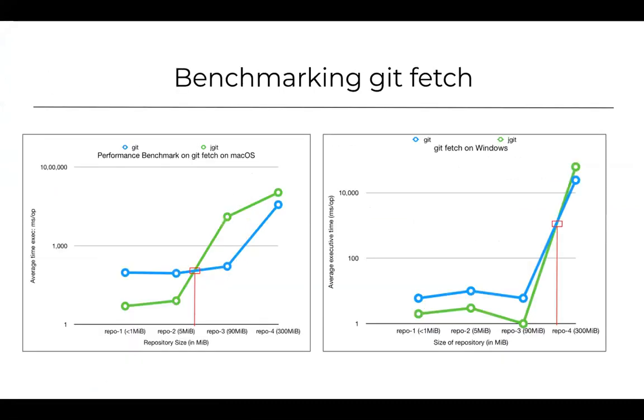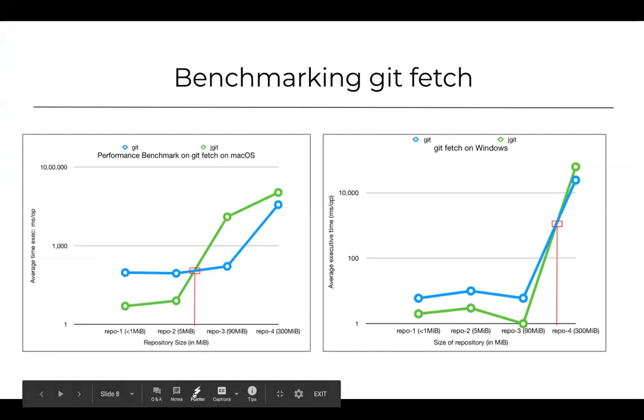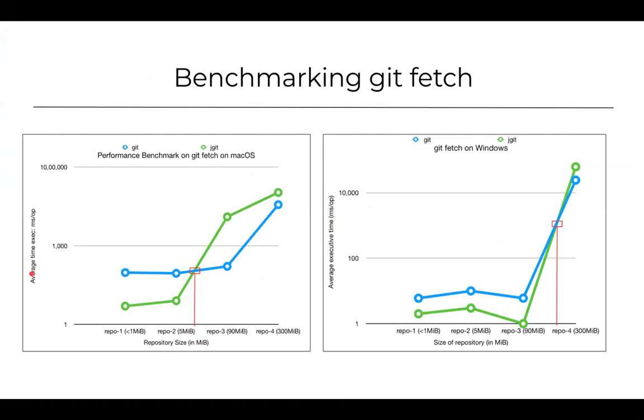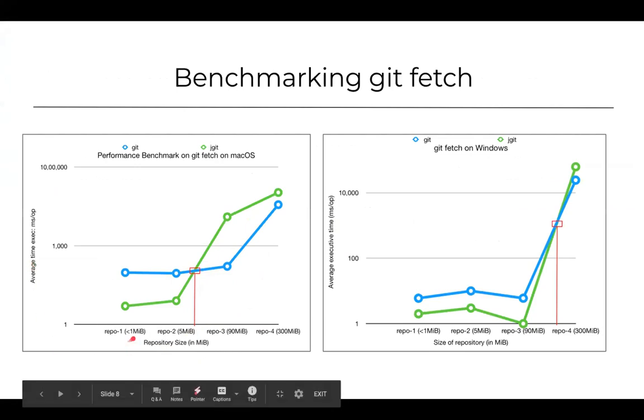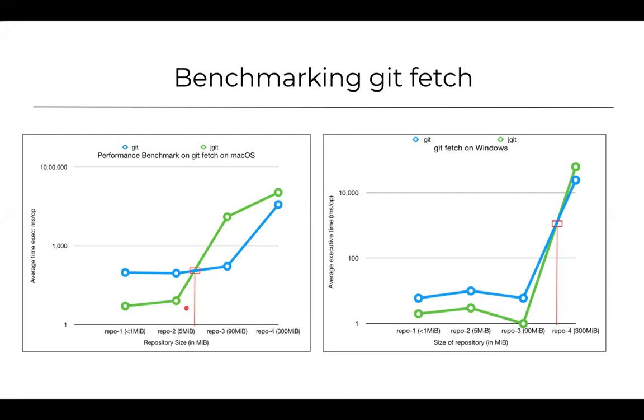So with Git fetch, let's just concentrate on the first graph here. The x-axis is the repository size. The y-axis is the average execution time, in milliseconds per operation. So for an increasing size of repository, you can see for Git or for JGit, the time is going to increase. That's an obvious fact.